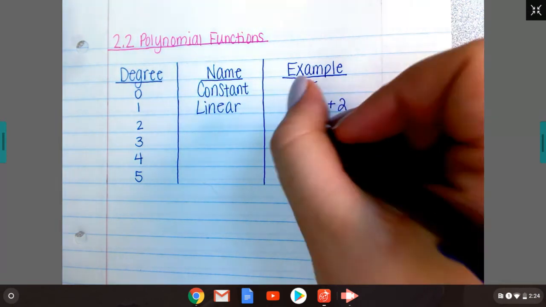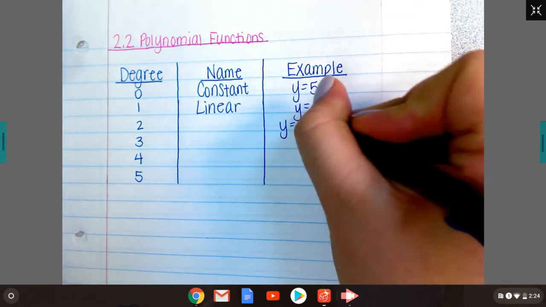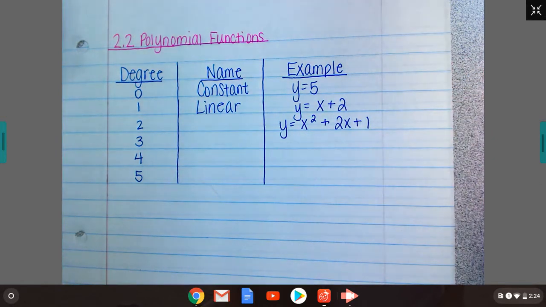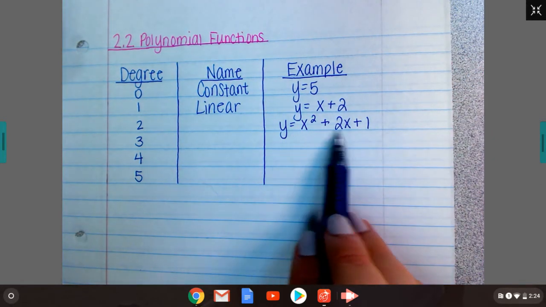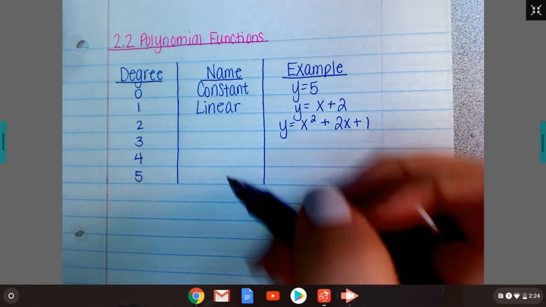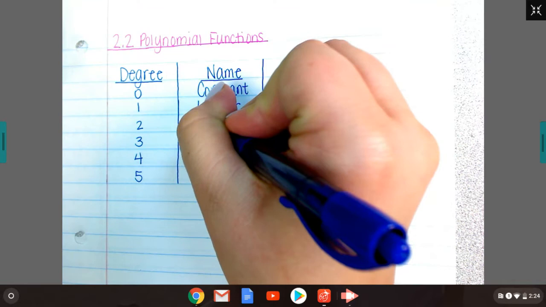The next one is one where we have something like x squared plus 2x plus 1, for example. This one is a quadratic function. We spend a lot of time here in algebra 2. These are the parabolas, so we call this a quadratic function.